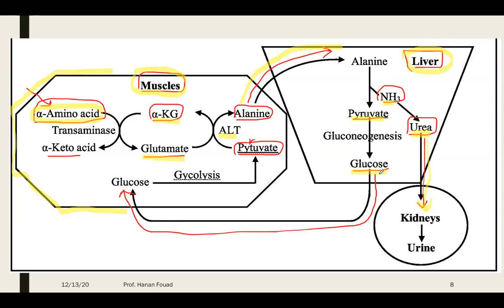And then glucose will make a great journey, go to the bloodstream, and then return to the muscle. Glucose is oxidized by glycolysis, and it will give pyruvic acid. Okay? I will stop. This is called the glucose-alanine cycle. Is the glucose-alanine cycle clear?